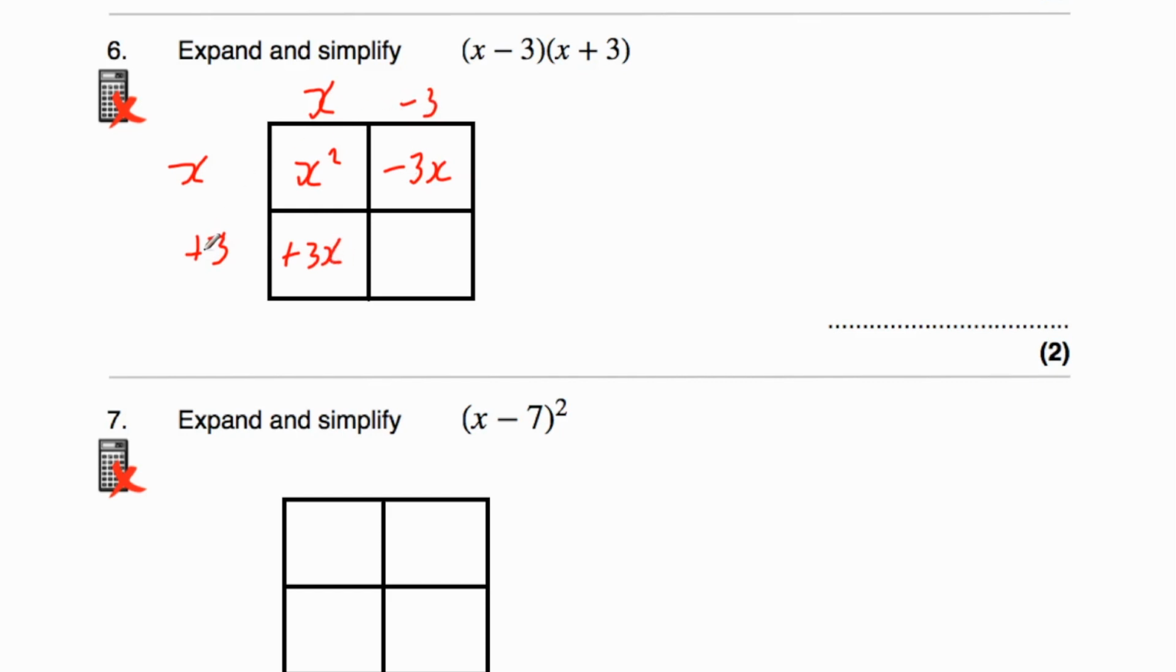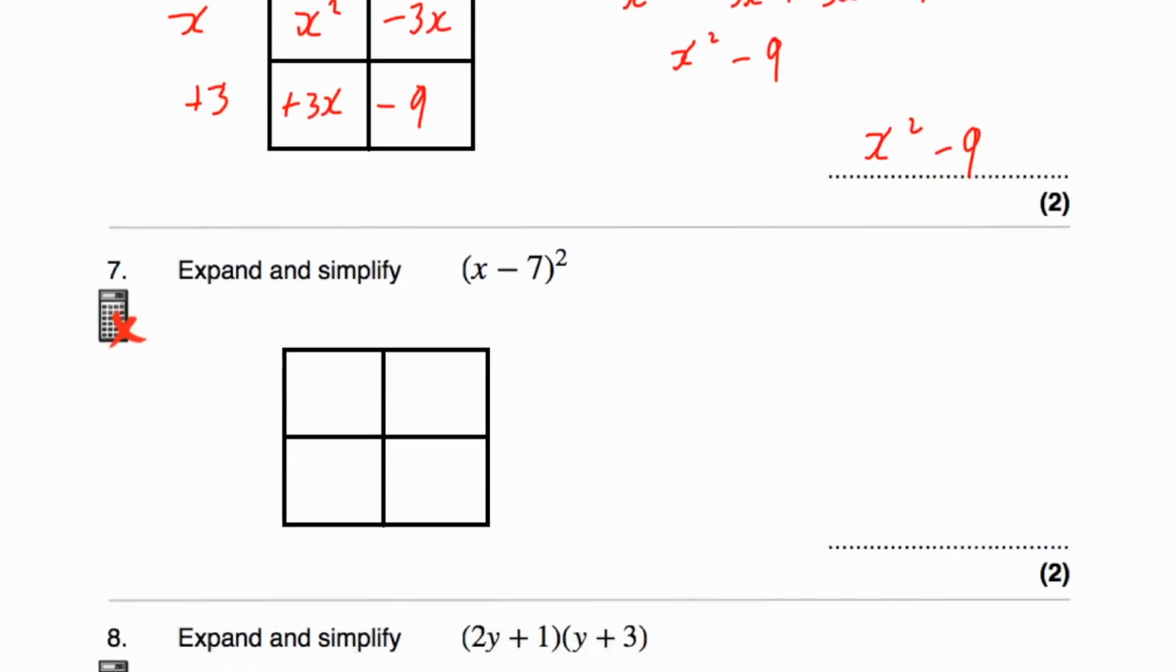And then we've got negative 3 times 3. Well, negative times a positive is a negative, and then 3 times 3 is 9. So we've got x squared minus 3x plus 3x minus 9. Now let's collect our like terms. Minus 3x plus 3x is 0. So that means that we would have x squared, and then that becomes 0, and then we've just got minus 9. So the answer is x squared minus 9.